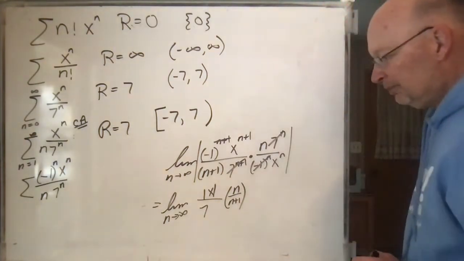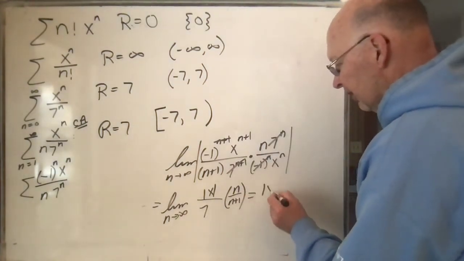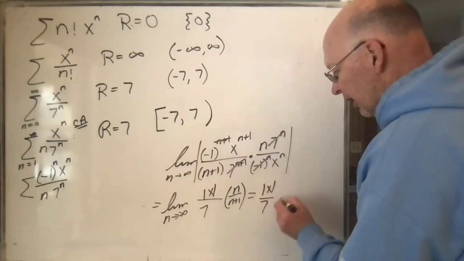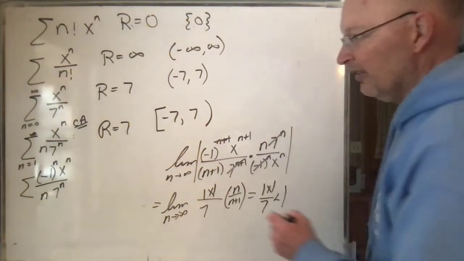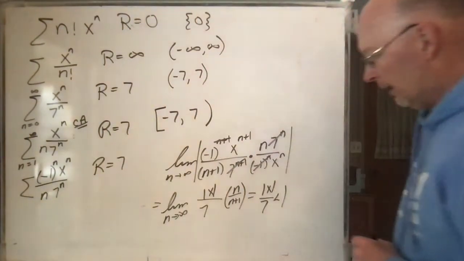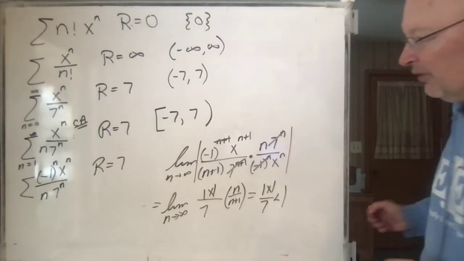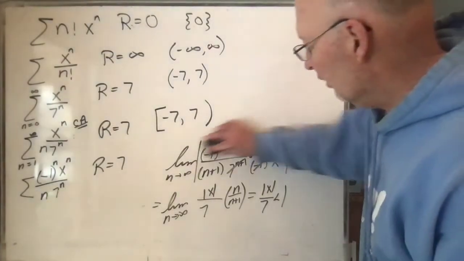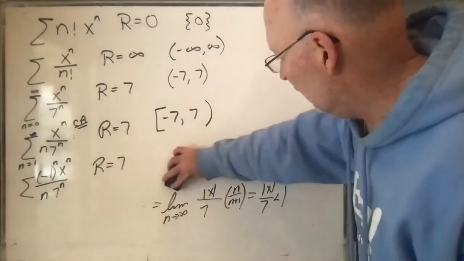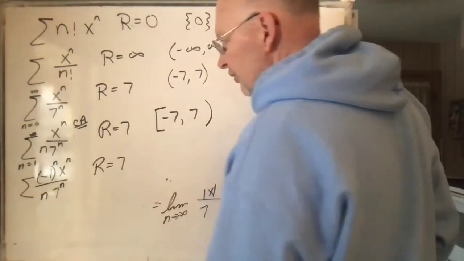And again, that's going to go to 1 as n goes to infinity. So this limit is the same as we had before. And as long as that thing is less than 1 in size, we've got ourselves a radius of convergence. Now, the only difference is that when we look at the endpoints, the endpoints are going to change.